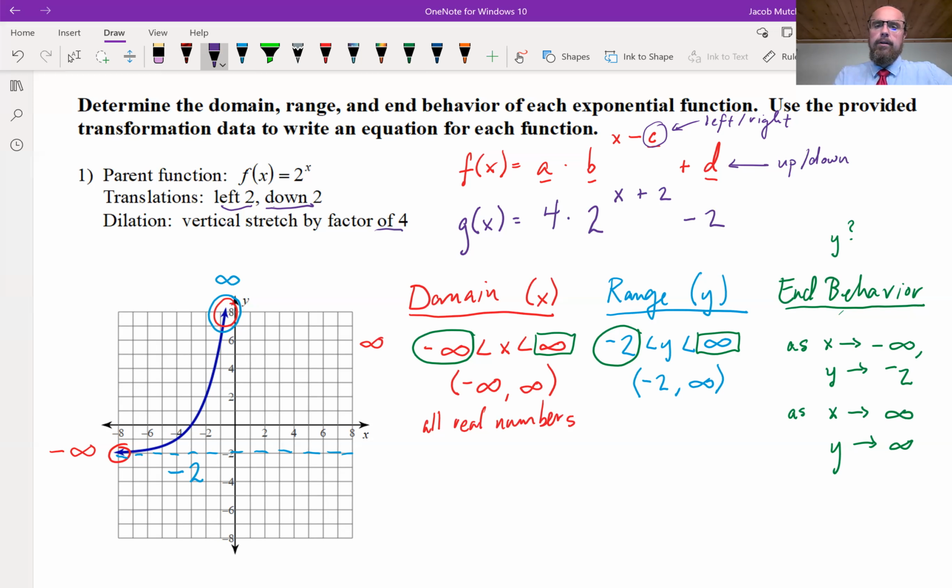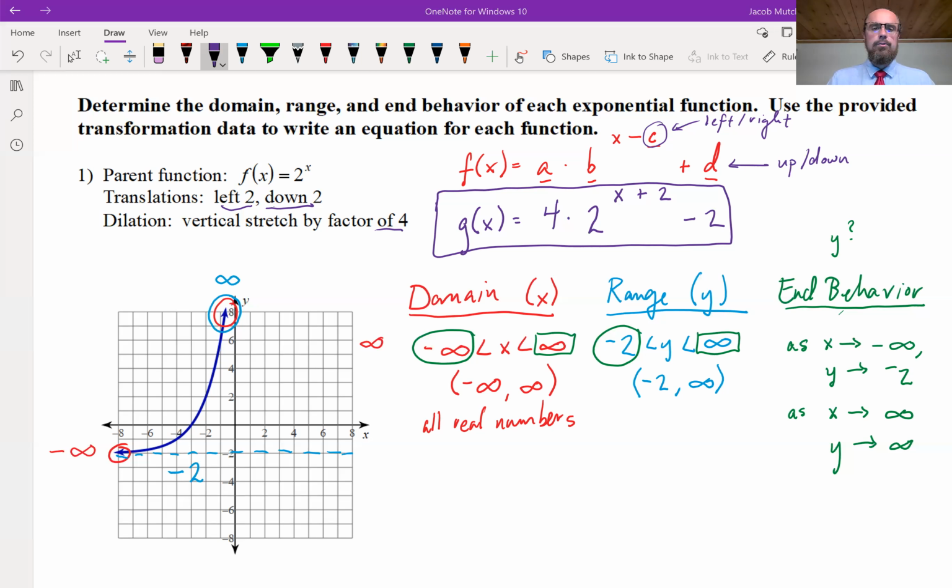And that's my equation. Now, one thing we can do to check is to just look at our equation as a graph. So I'm going to take this proposed equation, 4 times base 2 to the power of x plus 2, minus 2. And I just want to input that into the graphing calculator to see, does the graph that I can create there look like what we have here?